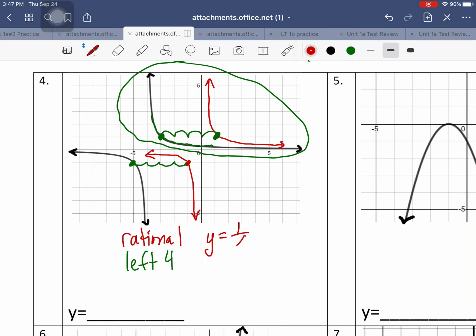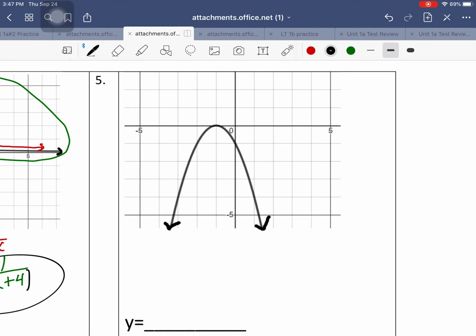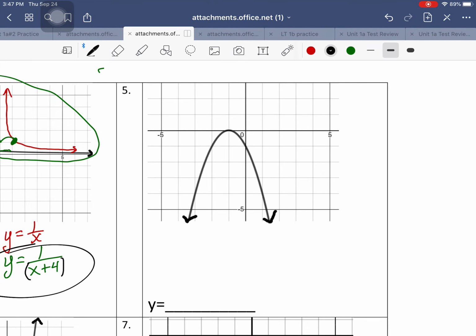So now we have a rational function. So I'm going to write the equation y equals 1 over x. Left 4 is y equals with the x. Left and right is always with the x. And left 4 is plus 4. I would put it in parentheses. It'll be better if you put the denominator in parentheses. Always right. Never be wrong doing that. So put it in parentheses. You'll be good.